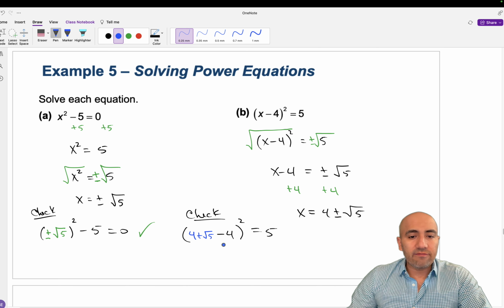On the other hand, if I put in a minus root 5, like this, well, the 4's still cancel out. What remains is a negative root 5. And negative root 5 squared still becomes positive 5, so 5 does equal 5. Either way, we have a true answer.